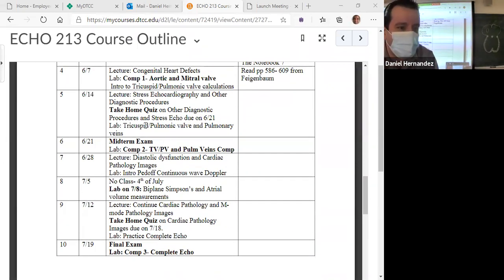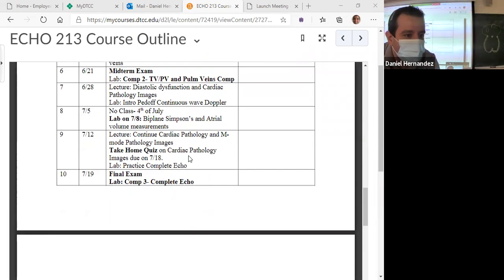But we definitely have to do a reflux, a venous reflux, because we haven't done that. That's for the scanning apps class.